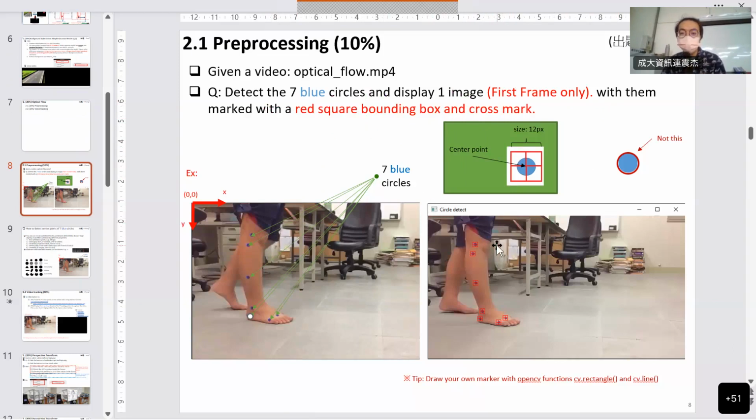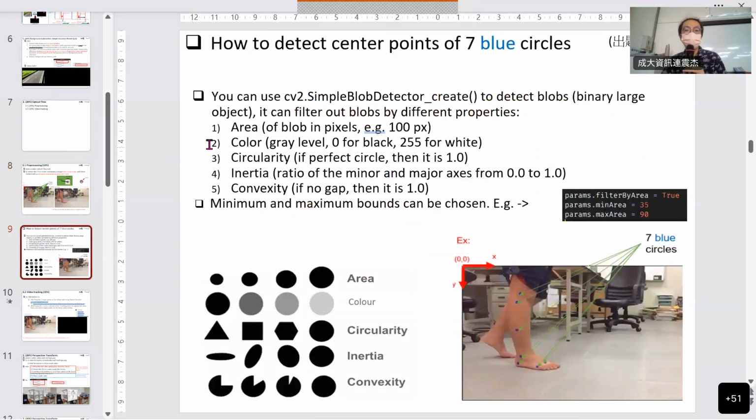As a result, you need to draw a mark on it and a rectangle around it. You can draw it by the OpenCV functions, cv.rectangle and cv.line. And you can detect the blue circles by using the cv2 SimpleBlobDetector_create to detect the blobs.